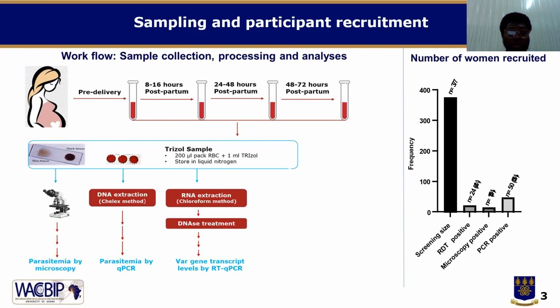Then we profiled the VAR transcript profiles. For the screening data, within the period that we screened, we were able to screen about 377 women, and we used a combination of methods to screen. By rapid diagnostic test, there were 24, by microscopy 17 were positive, and by PCR, 50. But based on PCR positivity and microscopy positivity, we followed 17 women in the longitudinal period.